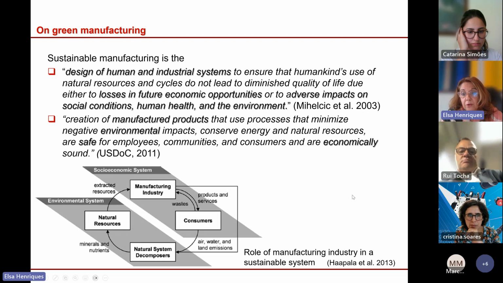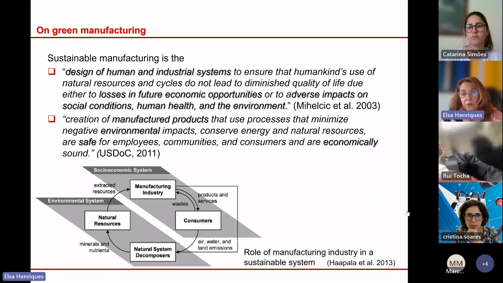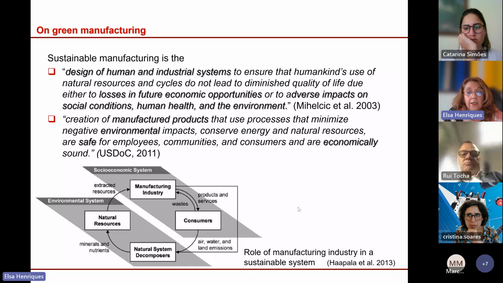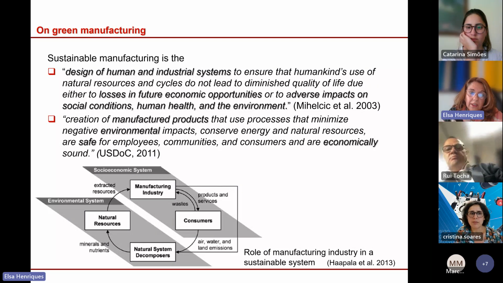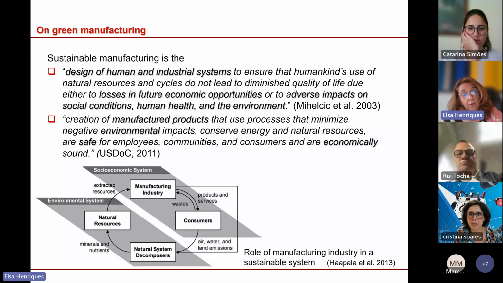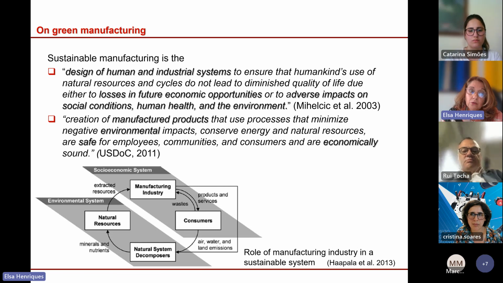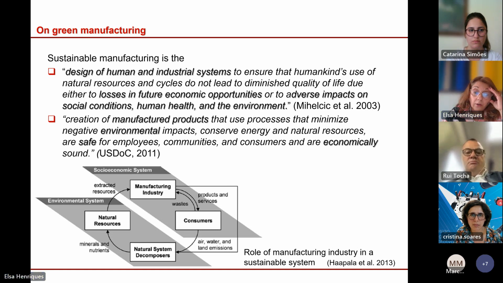The role of manufacturing industry in a sustainable system means that it's a complex problem, because I need to deal with manufacturing and the socio-economical system, but I need to deal also with the environmental system and to take care and to consider all the flows of materials and energy along those two different systems in a sustainable way, in a way that the future is not compromised.